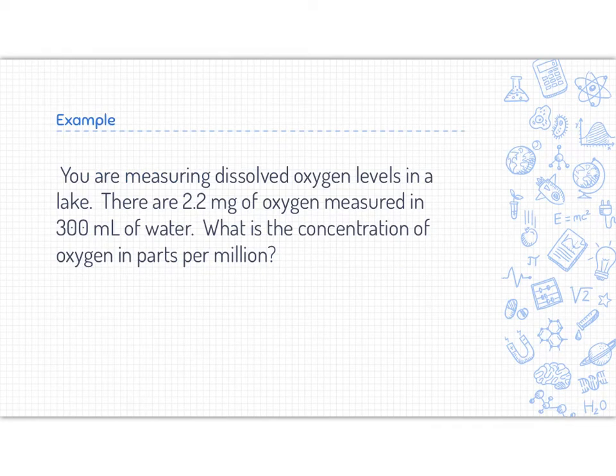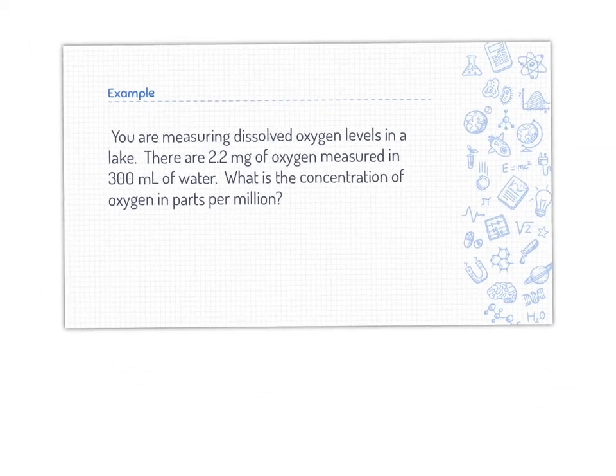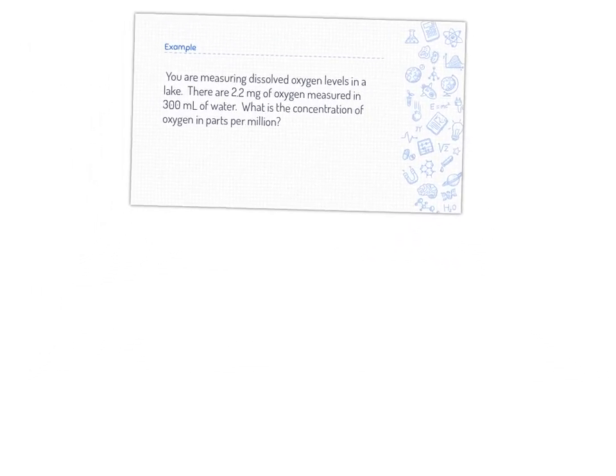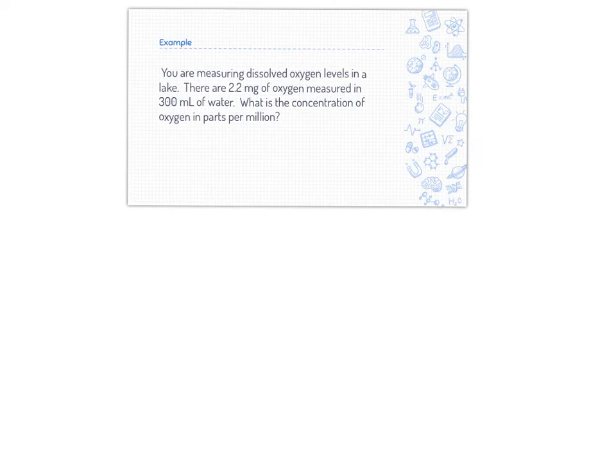Okay. If you're measuring dissolved oxygen levels in a lake, there are 2.2 milligrams of oxygen measured in 300 milliliters of water. What is the concentration of oxygen in parts per million? So we can do this 2 ways. I'll use both formulas just to show that they both work fine for us. Okay, so let's use our first one.